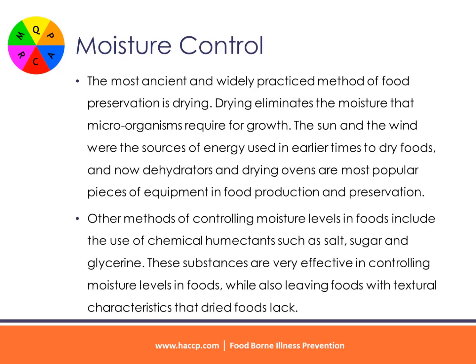Moisture control. The most ancient and widely practiced method of food preservation is drying. Drying eliminates the moisture that microorganisms require for growth. The sun and the wind were the sources of energy used in earlier times to dry foods, and now dehydrators and drying ovens are the most popular pieces of equipment in food production and preservation. Other methods of controlling moisture levels in foods include the use of chemical humectants such as salt, sugar and glycerin. These substances are very effective in controlling moisture levels in foods, while also leaving foods with textural characteristics that dried foods lack.